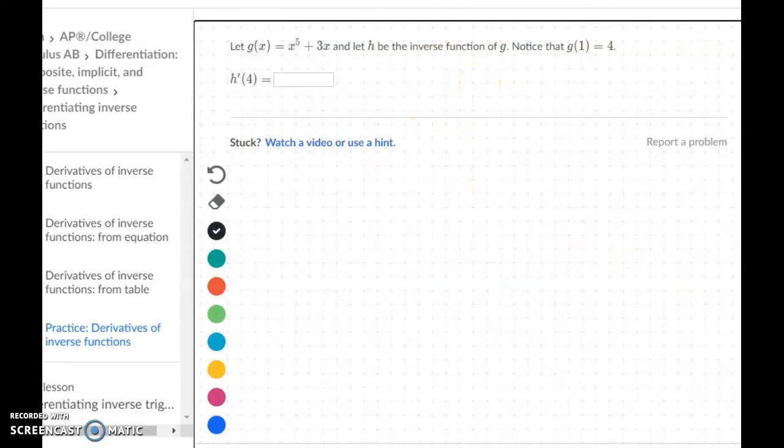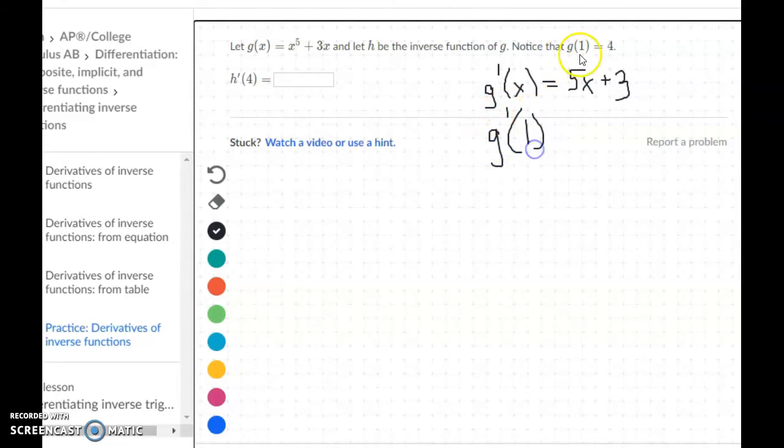Just another one that they can give you these values. G and H are inverses. G of 1 equals 4, so it makes perfect sense that they're asking for H prime of 4. So find G prime first. Well, that's 5x plus 3. This doesn't work bad once you realize that the keyboard doesn't work. And now do G prime of 1.